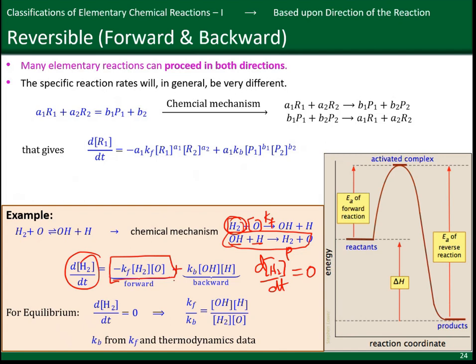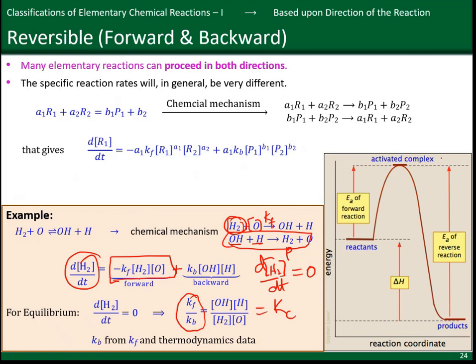And if you set that to zero, what you get is the ratio of the reaction rate coefficients Kf by Kb is equal to OH times H by S divided by the concentration of S2 times O, which basically is equal to the equilibrium constant for that particular reaction, as we have seen earlier. Okay, so this is just a very simple example of a reversible elementary reaction. And as we said, a lot of elementary reactions are reversible. They can proceed in both directions.